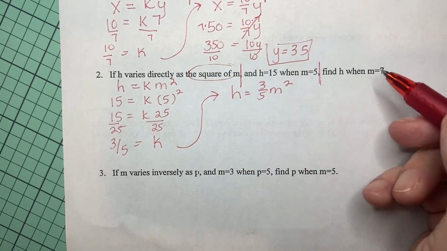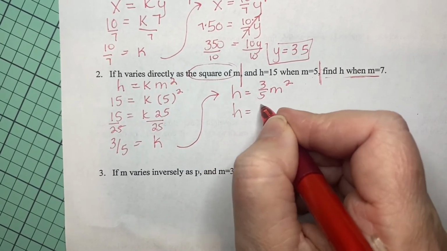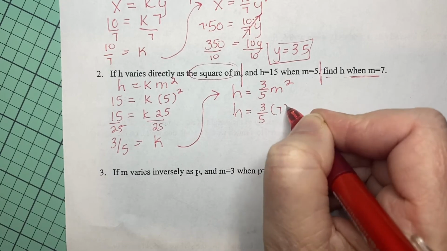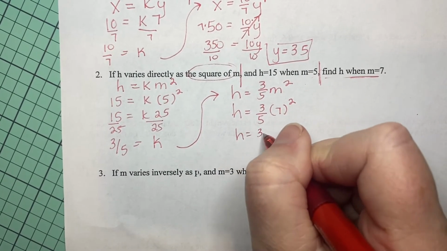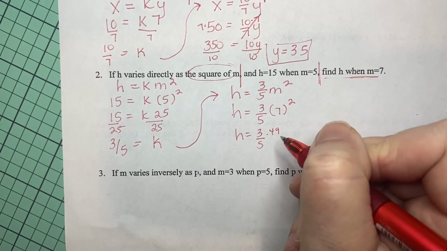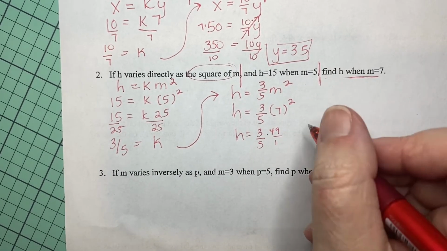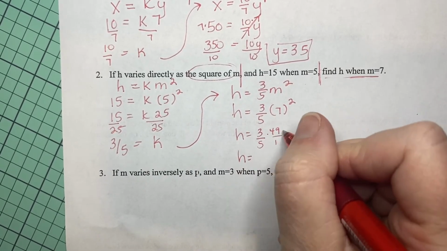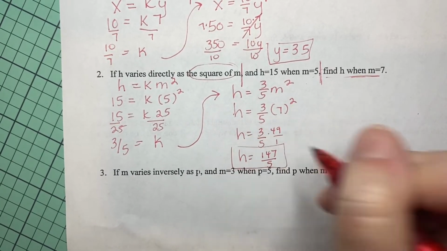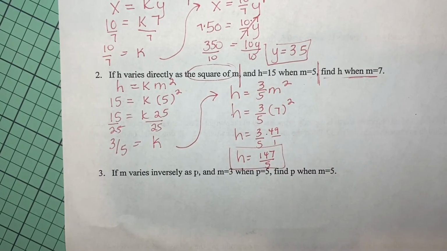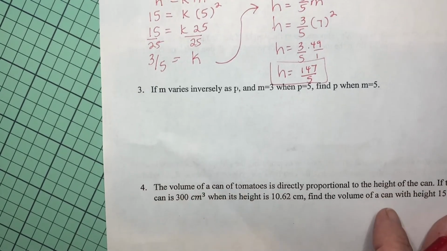So we rewrite our equation and then find H when M is 7. So we're going to have H equals 3/5 times 7 squared. Well, 7 squared is 49, so H equals 3/5 times 49. So remember, in a fraction, that 49 is always going to go on the top because it's like that's over 1. So H is just equal to 3 times 49 is 147 over 5. So there's our answer. That's one that would be really hard to just figure out, and that's why I want you showing me the work, just so that you can find it all.